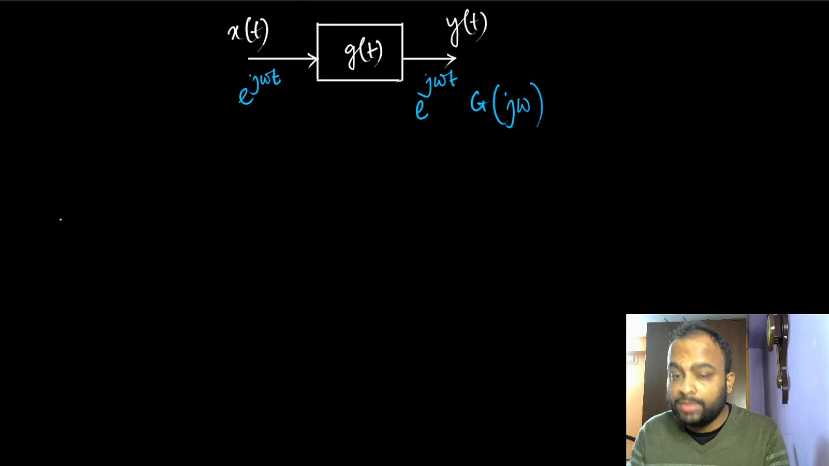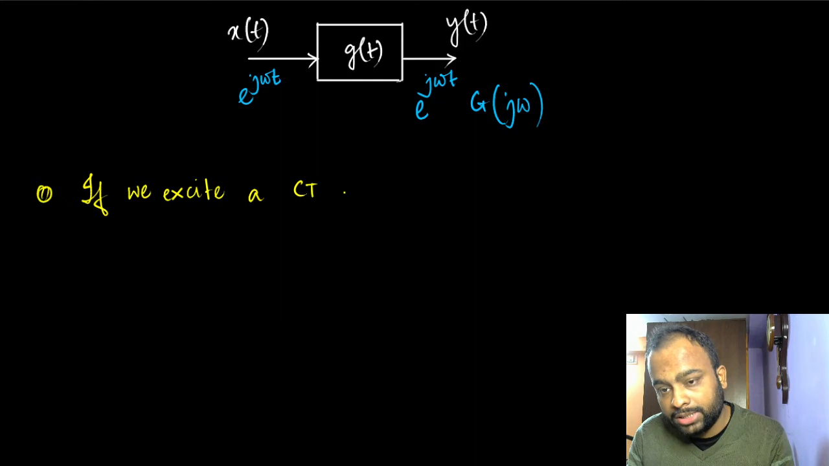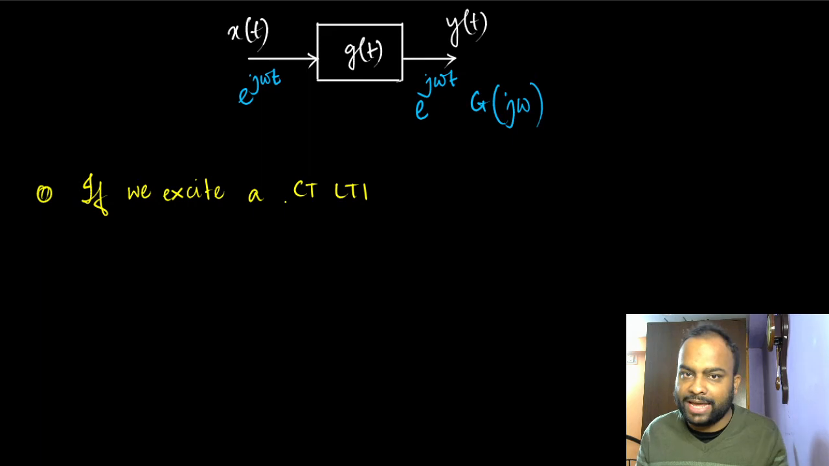Okay, this is what we have seen. If we excite a continuous time LTI system, again we are just dealing with continuous time systems, that is why we are imposing this continuous time criteria here. Okay, this is true also for discrete time LTI systems. As long as the system is LTI, this is true. This kind of definition will be true with slight modifications in the signals definition itself.